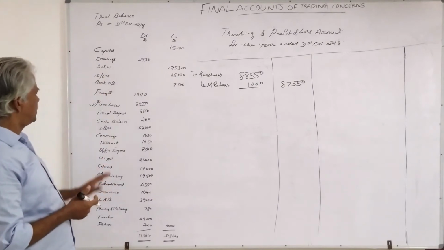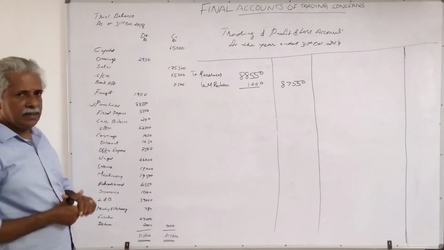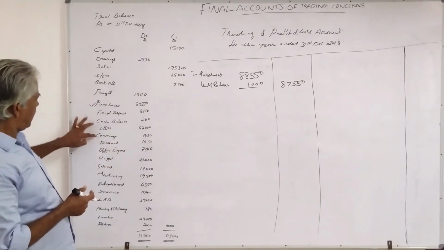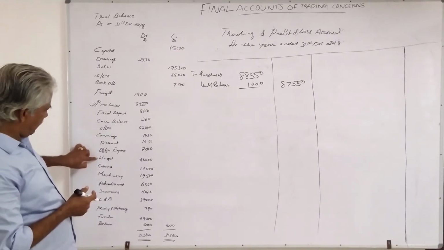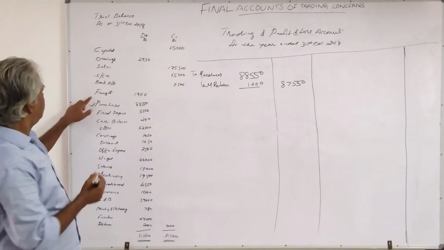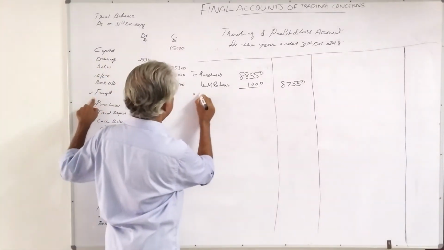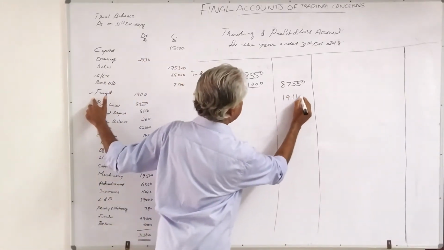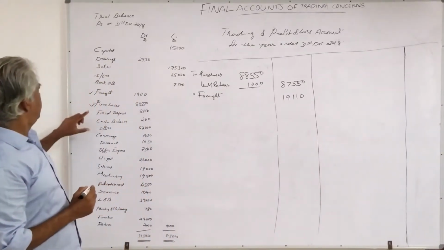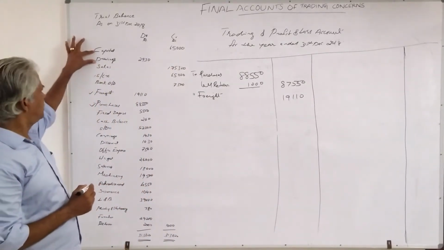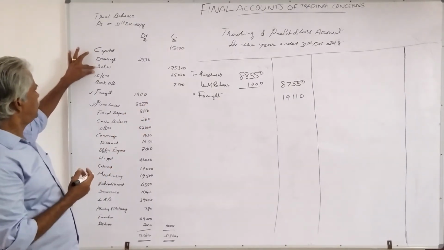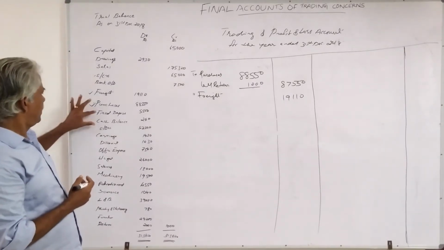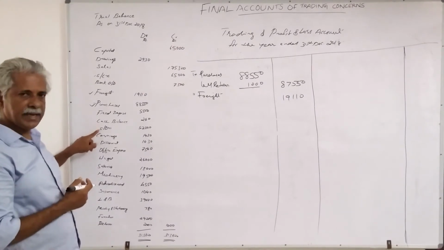From the given items, we can see that the direct expenses constitute freight, carriage and wages. Here freight is a direct expense. It can be debited in the trading account. Freight 19,110. Then capital and drawings are balance sheet items, sales on the credit side of trading account, sundry creditors and bank overdraft balance sheet items, fixed deposit, cash balance, sundry debtors balance sheet items.